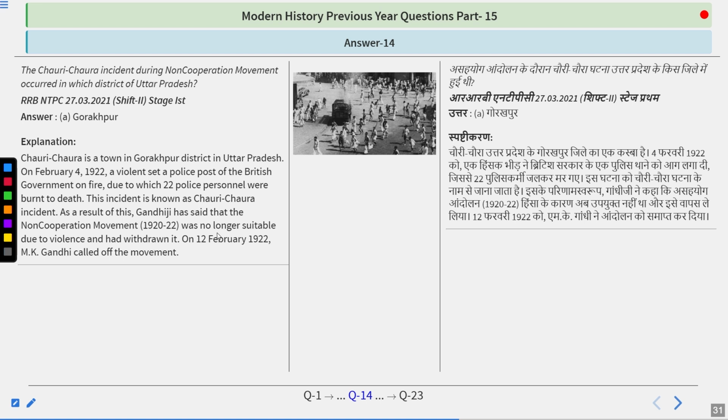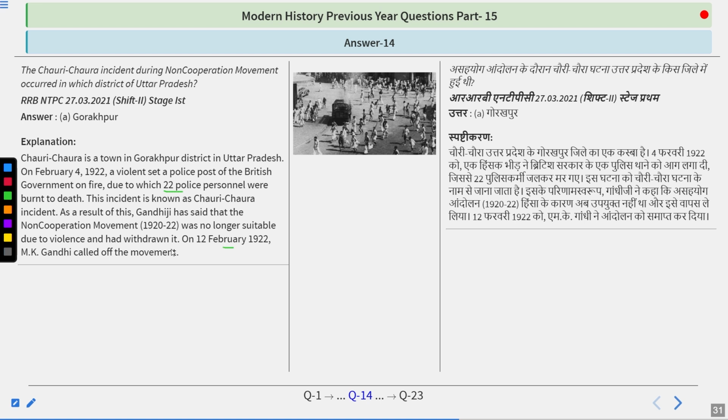On February 4th, 1922, a violent mob set a police post of the British government on fire, due to which 22 police personnel were burned to death. This incident is known as the Chauri Chaura incident. As a result, Gandhiji said that the non-cooperation movement was no longer suitable due to violence and withdrew it. At the start of this movement, Gandhiji had said just one thing: please do not choose violence. As they did not comply with his policy, he chose to call off the movement.